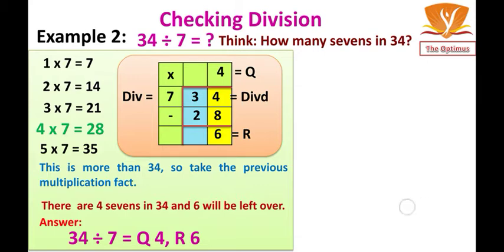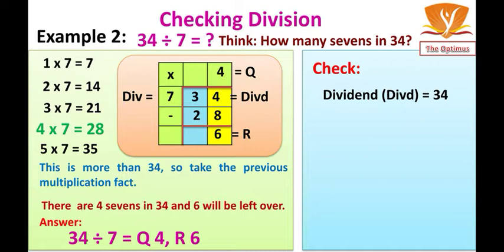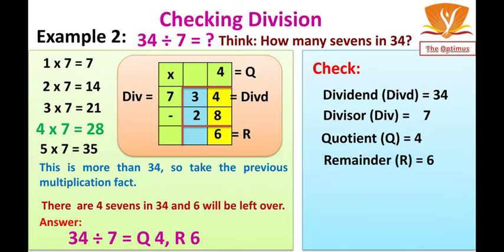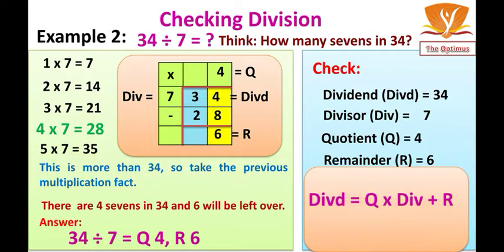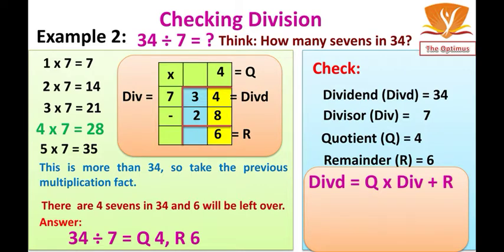Next is checking part. We know dividend equal to 34, divisor equal to 7, quotient equal to 4, remainder is 6. Yes, we know the division checking formula. Dividend equal to quotient into divisor plus remainder. Yes, I am going to apply in this formula. Quotient 4 into divisor 7 plus remainder 6. 4 7s are 28 plus 6 equal to 34.